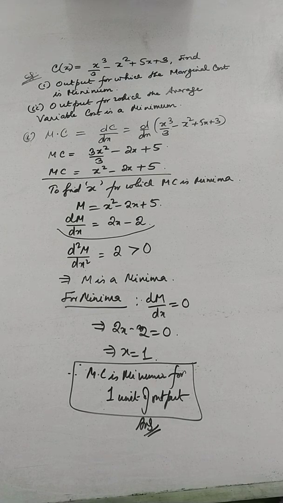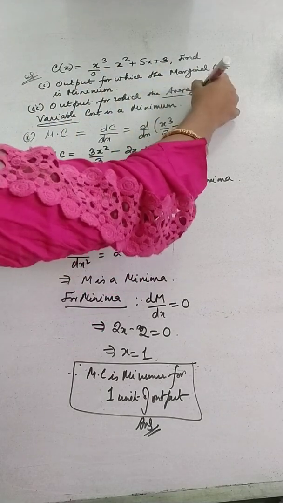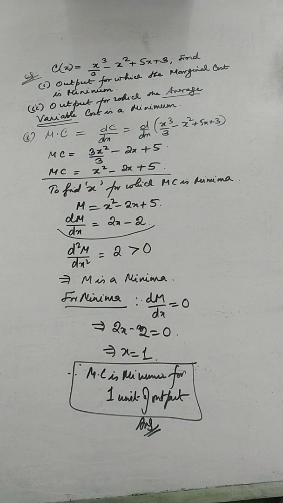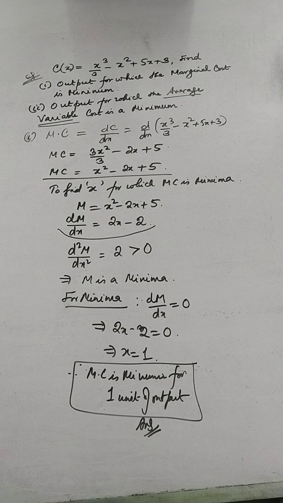Now for the second one, what do we need? Average variable cost. Be very careful. It is not average cost. There's a term variable in between and it is average variable cost. That means average variable cost, if you remember, is total variable cost by number of units, V(x) by x, isn't it? So let us write down what is the variable cost. From there we will get the average variable cost.